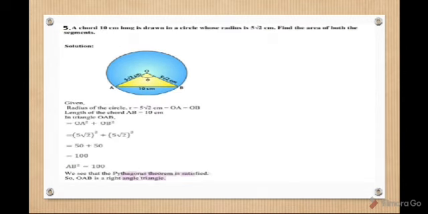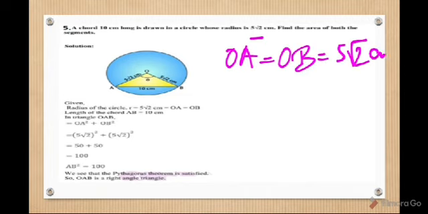Now next question. A chord 10 centimeter long is drawn in a circle whose radius is 5 root 2 centimeter. Find the area of both of the segment. So here radius is given as 5 root 2 centimeter. That means OA is equal to OB is equal to 5 root 2 centimeter. And AB chord is 10 centimeter long. Right. So this one is defined from the previous problem.